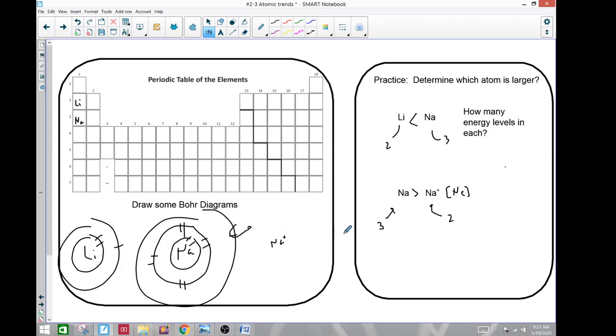I say it's isoelectronic with neon, but it's not neon. The protons determine the element. It's just that the electrons are in a stable configuration, just like neon. Okay, and let's move along here.